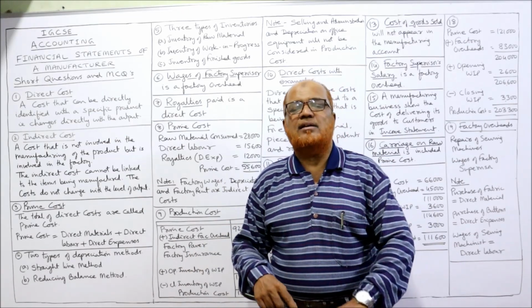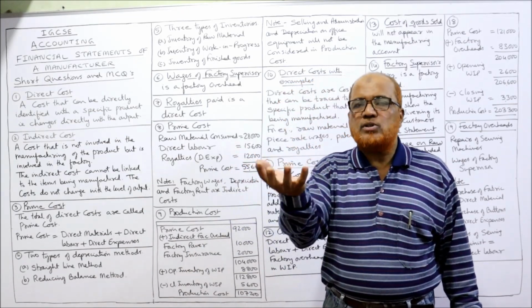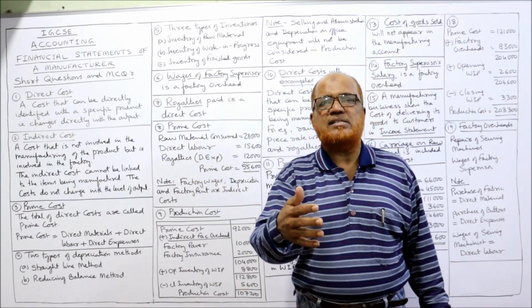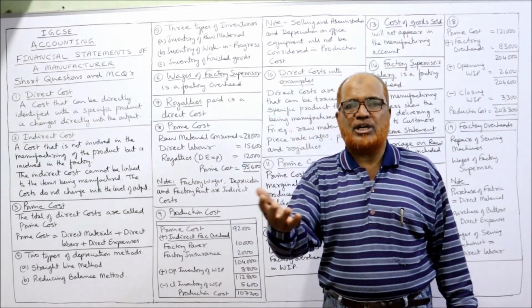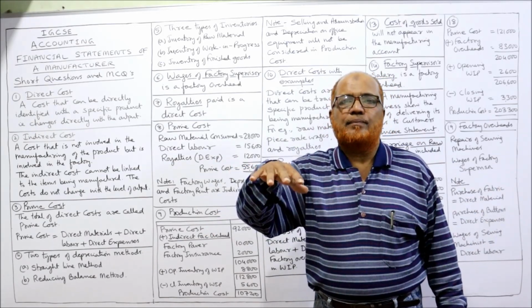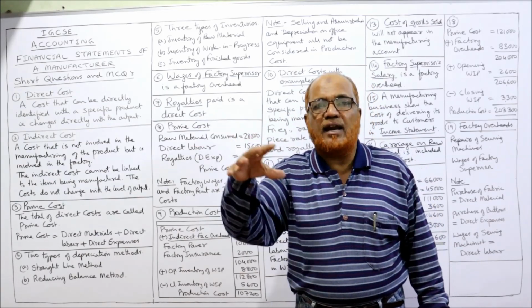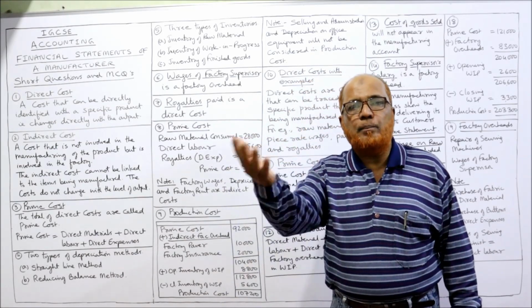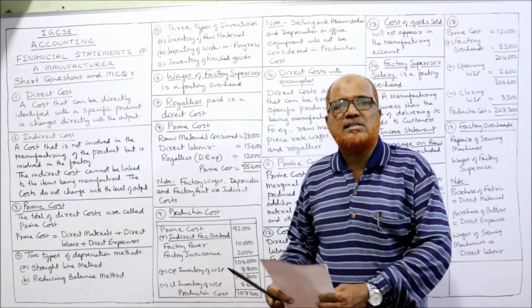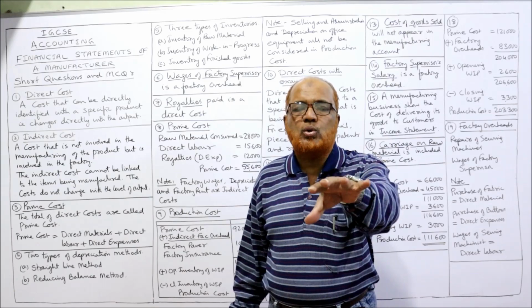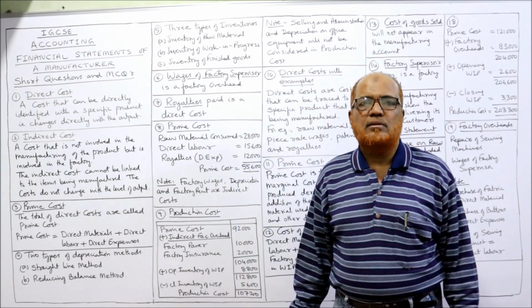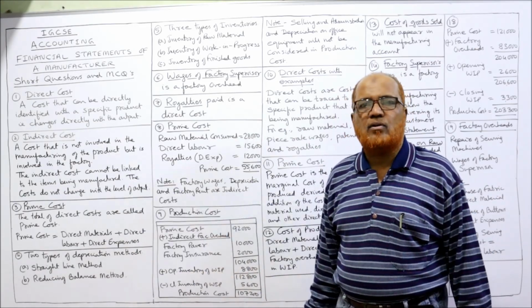Let me give you one example. Suppose a furniture manufacturer produces different types of furniture like sofa sets, dining tables, benches, chairs, etc. All these products are produced in a factory. The premises of the factory is rented premises. So rent paid for the factory premises is an indirect cost, because this rent is not incurred exclusively on a particular product, but the rent is paid for all the products. That is called indirect cost.